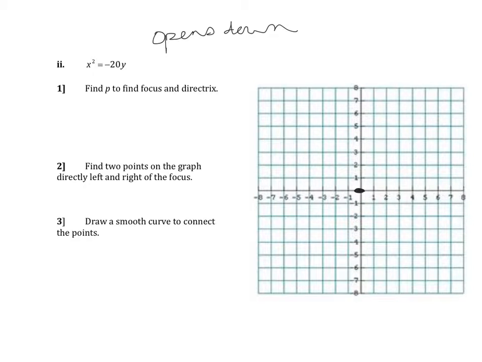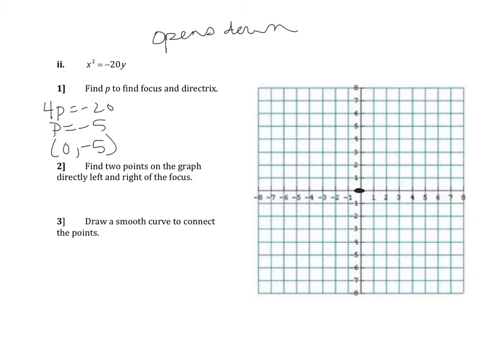Okay, so to find p, 4p is negative 20 in this case, which makes p negative 5. So our focus must be negative 5, 0. Again, I'm going to reiterate, I'm sorry, not negative 5, 0, it's 0, negative 5, because we're vertical this time. I'm going to reiterate that the p-value tells us how far we are from the vertex.